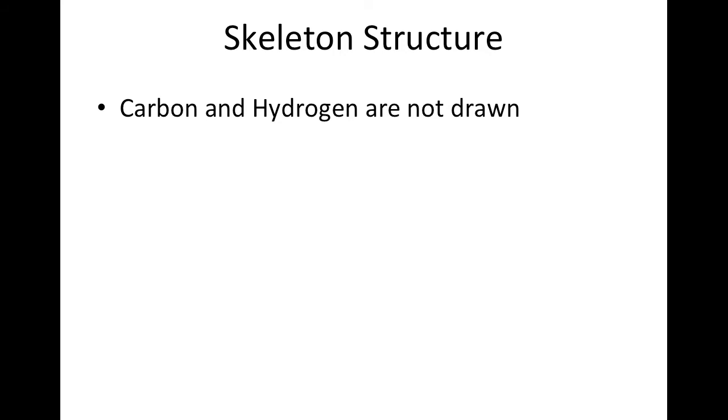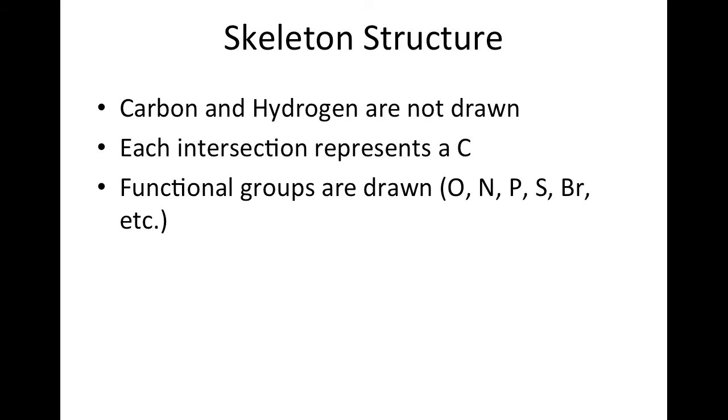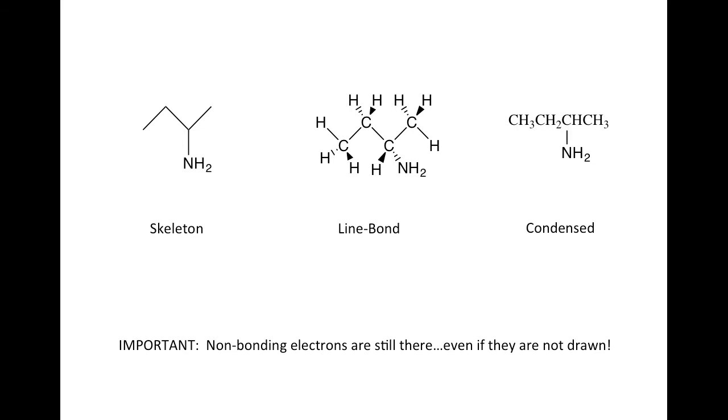The thing you'll notice about the skeleton structure is that the carbon and hydrogens are not drawn. Each intersection represents a carbon, or each end of a line. Functional groups are drawn, otherwise you wouldn't know whether you had another kind of atom there or not. And each line represents a carbon-carbon bond. So when you see one line, it's a single bond. Two lines would represent a double bond, three a triple bond. So let's look at an example of going back and forth between these three kinds of chemical structures.